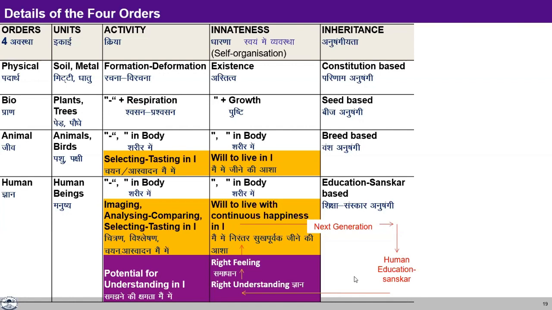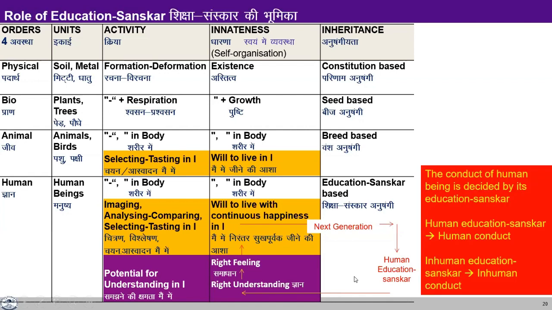Namaste. Really, it was a very encouraging talk that we have had since morning today. Thanks to the NCCIP team and you, sir, for explaining so well the interrelatedness between the four orders. As you have explained very clearly, we have got some understanding about inheritance and innateness. With reference to education and sanskar-based inheritance, our reference point is the self only.